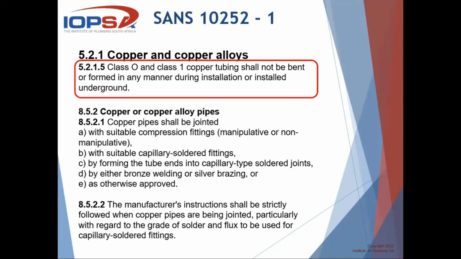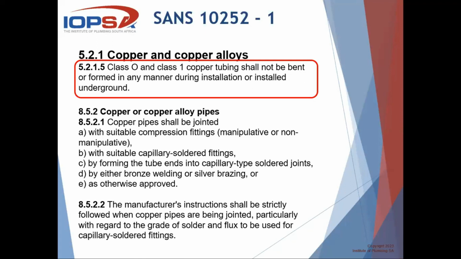100%. So if we go further down, the standard also says copper pipes shall be joined with suitable compression fittings or suitable capillary solder fittings. And I think those are the methods that we use most. Some of them may be brazed as well, or silver brazed. But I think in the normal run-of-the-mill, 99% of the installations that we come across have either compression or capillary soldering fittings. So let's stick with those.